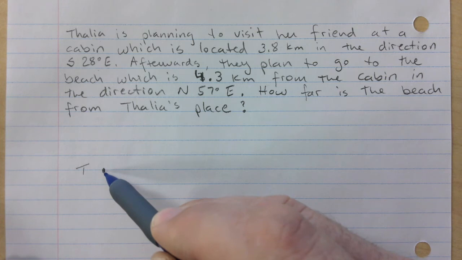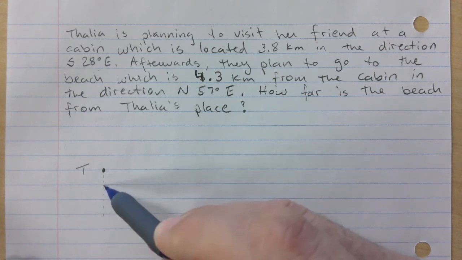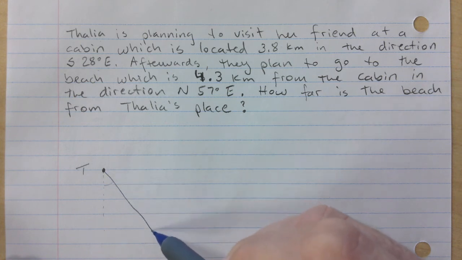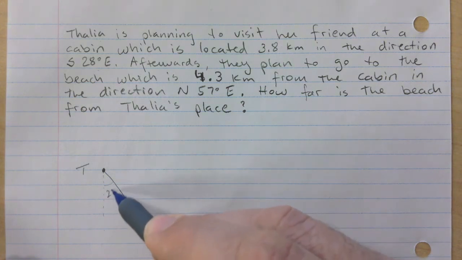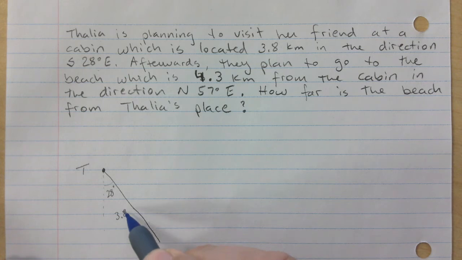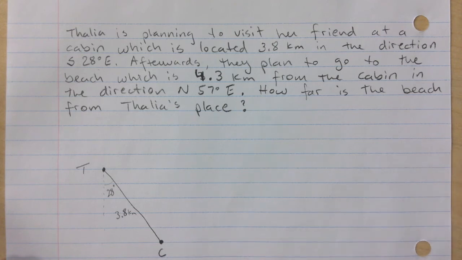And the cabin is located in direction south 28 east. So south, that's your dashed line. You're going to turn 28 degrees towards east and start your journey. They happen to tell you the length of that direction. That's 3.8 kilometers here. And that'll be the cabin, right?